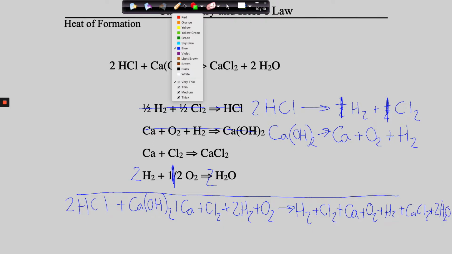So now let's start canceling stuff out. What goes? The HCl stays. The Ca(OH)2 is not on both sides. Is this plus Ca? Yeah. Okay, so Ca on both sides. Yep. Those go. Cl2s. Sorry, I'm in your way. The Cl2s go. What about the H2s? So there's 2 here, but there's 2 here. And then what about O2s? Those go as well. And guys, look at what we're left with. 2HCl plus Ca(OH)2 yields CaCl2 and H2O. So it adds up, right?